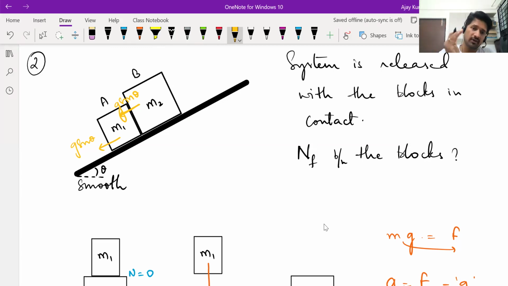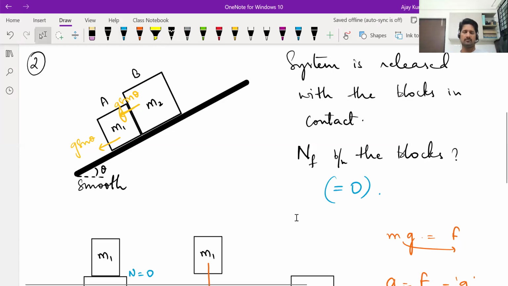B won't try to go faster than A. And if B doesn't try to go faster than A, why will it push A? It will not. The normal force between the blocks in this case also will be 0. Think about this once again, all of you. If you have any doubt, you can ask.